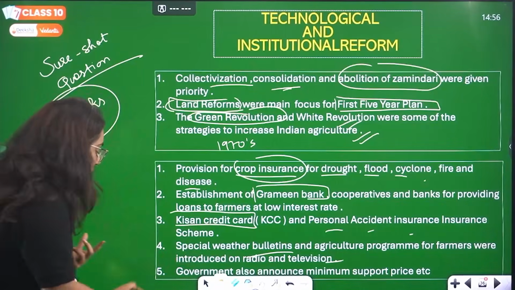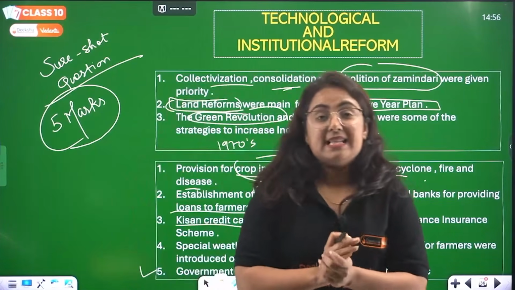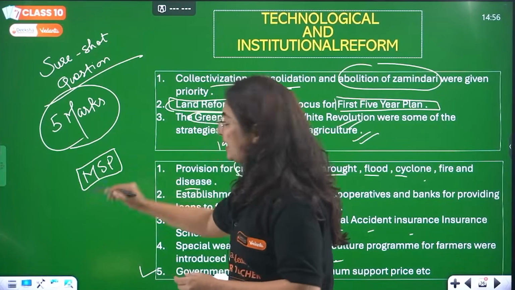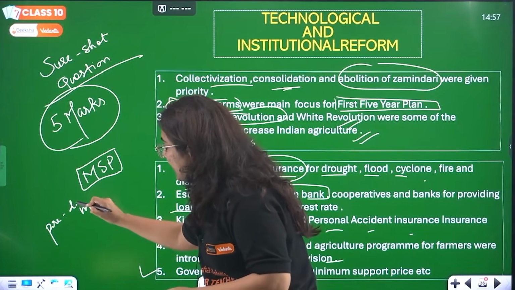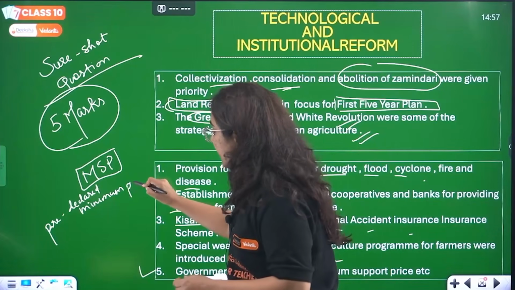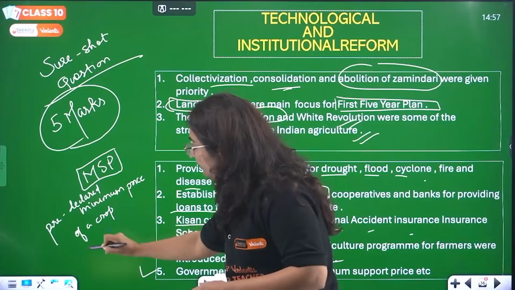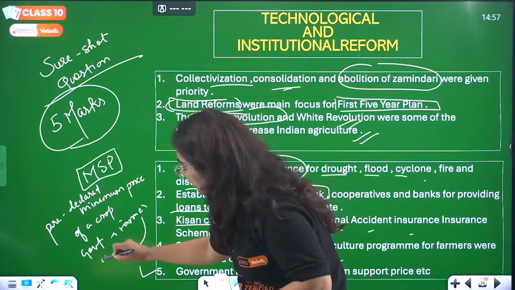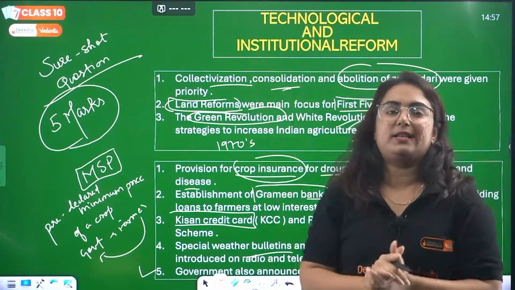Okay, last but not the least, the government announced MSP, minimum support price, something we studied in class 9. What is MSP? Beta, this is the pre-decided, or what we can say pre-declared, minimum price of a crop that will be given by the government to the farmer, and in exchange the farmer will sell the crop directly to the government. Now the government takes the responsibility to sell it further.